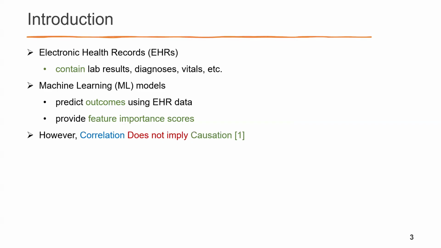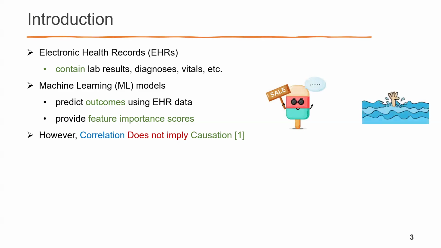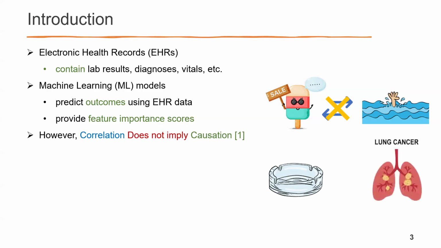There are more in-depth examples for this point. The first classic example is that the number of ice cream sales is correlated with the number of drowning deaths. However, this is not because one causes the other, but because both of them happen in summer, so they are correlated with each other. Another example is that the number of ashtrays at home correlates with the number of lung cancer cases, but ashtrays do not cause lung cancer.